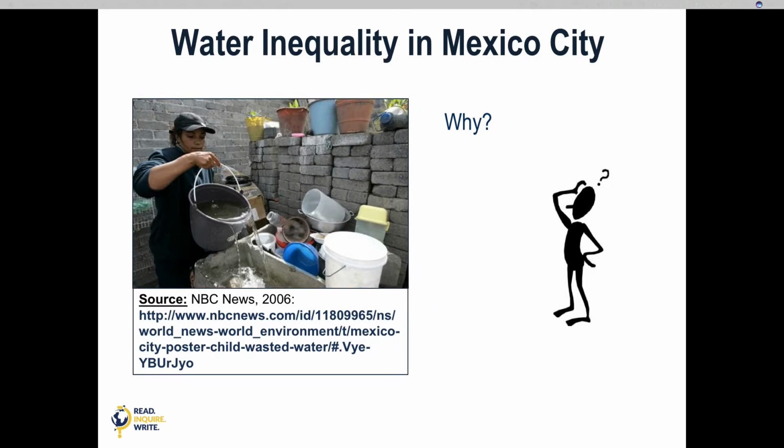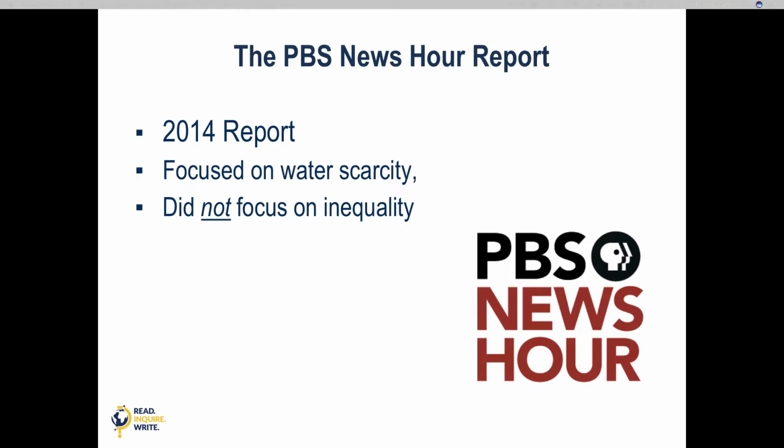The question is why? Why is access to water unequal in and around Mexico City? This is the question you will be investigating. PBS NewsHour wrote a report in 2014 about Mexico City's water crisis. Their report focused on the problem of water scarcity in Mexico City, but it did not focus on inequality. In addition, the report left out important causes for the current water crisis.